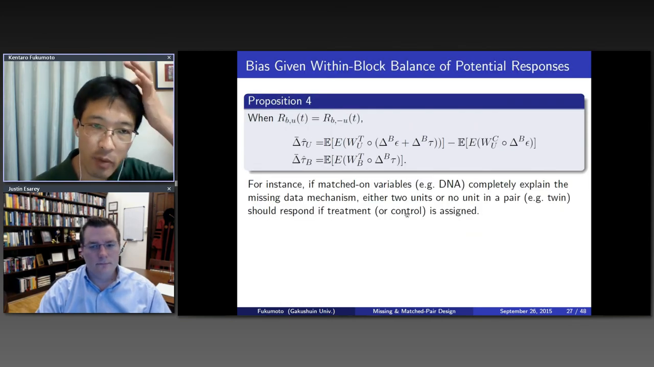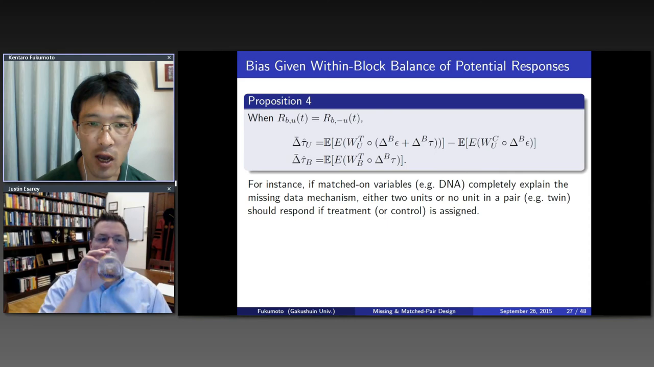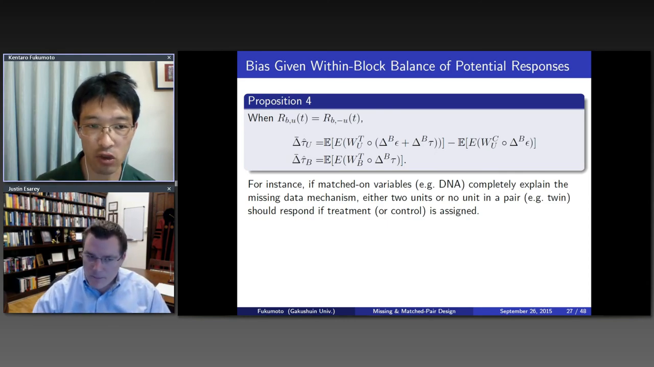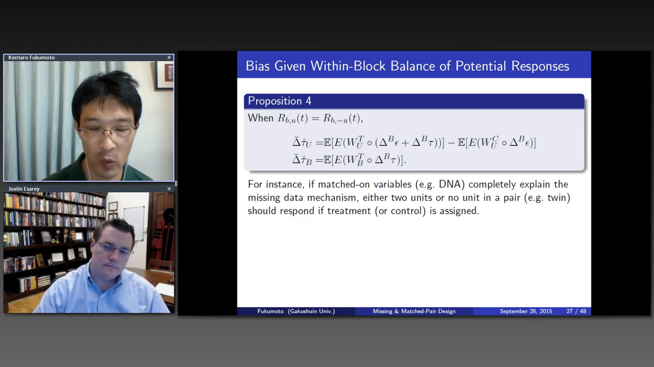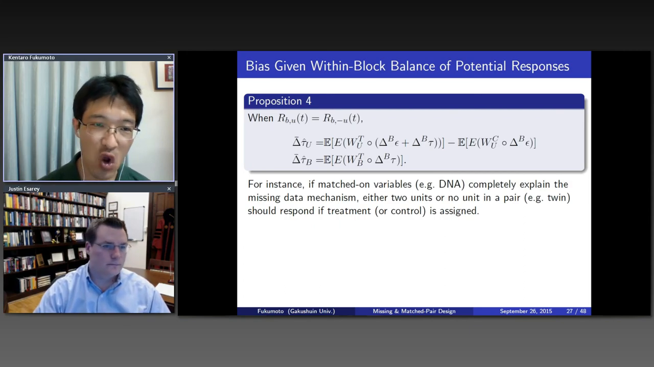So in the proposition, I describe the situation where the potential response is the same between the two units in the same block, and in that case, the size of bias decreases. And it is really helpful for researchers. So if you have some theory or covariate which enable us to know the probability of missing, then I think we should match on those variables when you make a block.